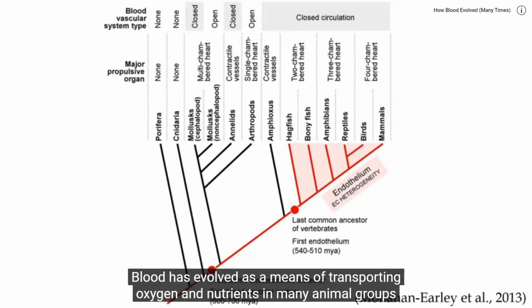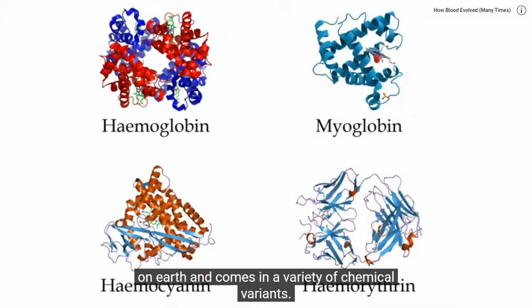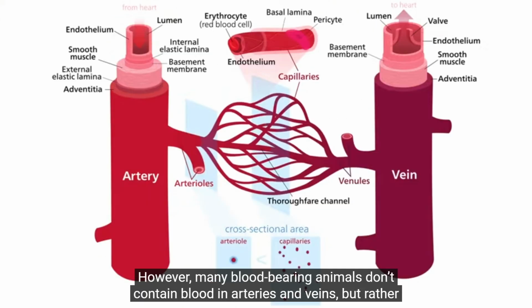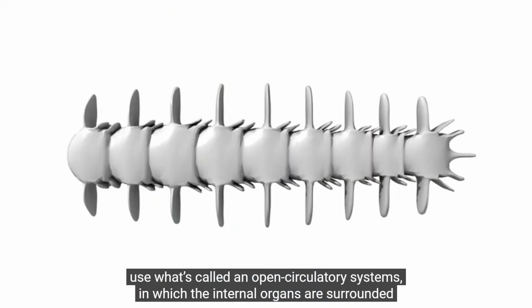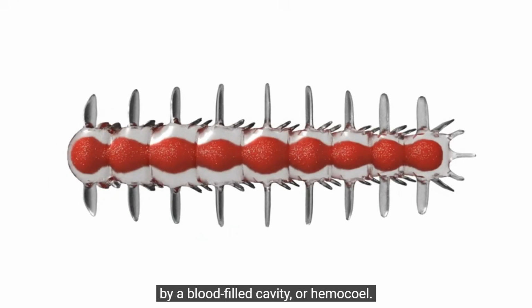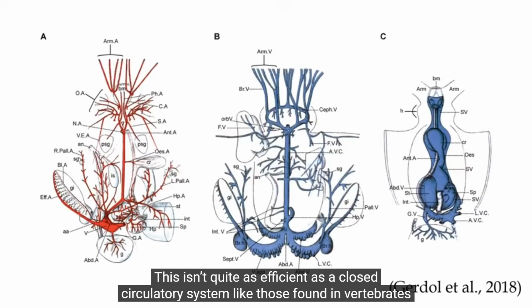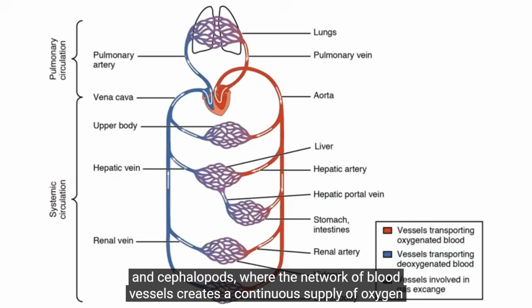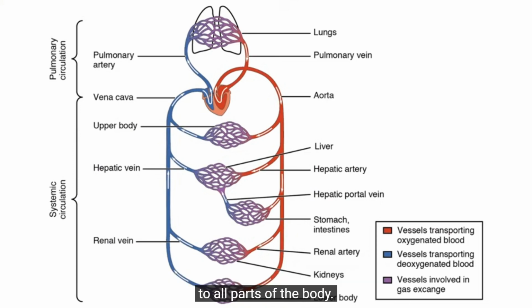Blood has evolved as a means of transporting oxygen and nutrients in many different animal groups on Earth, and comes in a variety of chemical variants. However, many blood-bearing animals don't contain blood in arteries and veins, but rather use what's called an open circulatory system, in which the internal organs are surrounded by a blood-filled cavity or hemocoel. This isn't quite as efficient as a closed circulatory system like those found in vertebrates and cephalopods, where the network of blood vessels creates a continuous supply of oxygen to all parts of the body.